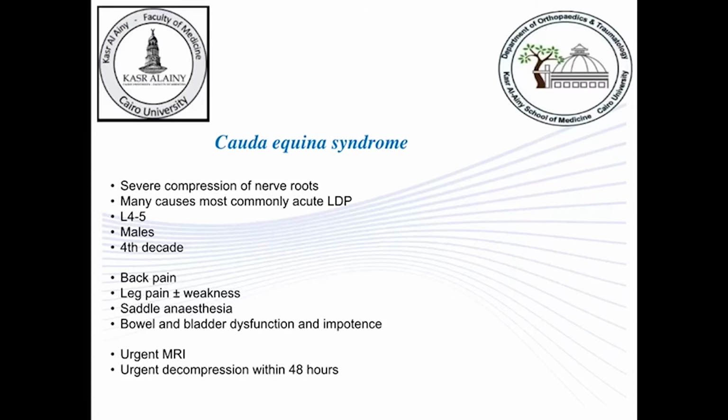Patients present with severe agonizing back pain, severe leg pain with or without lower limb weakness, which can be unilateral or bilateral, saddle anesthesia with bowel and bladder dysfunction and impotence. In this case, urgent MRI should be done and urgent decompression should be performed within 48 hours.